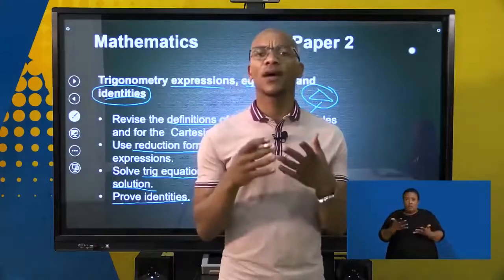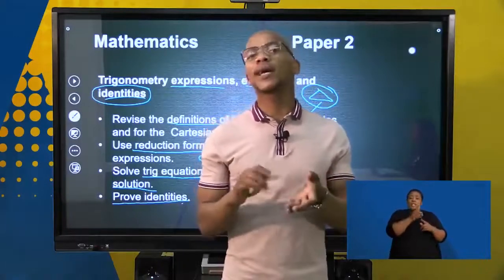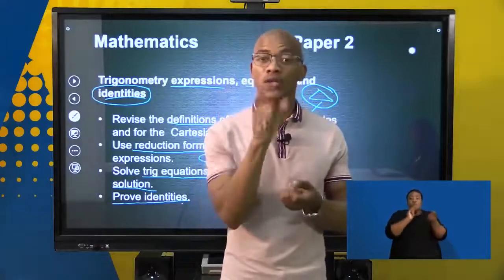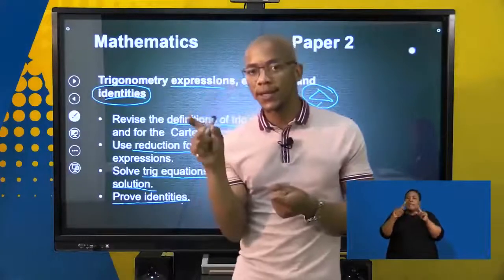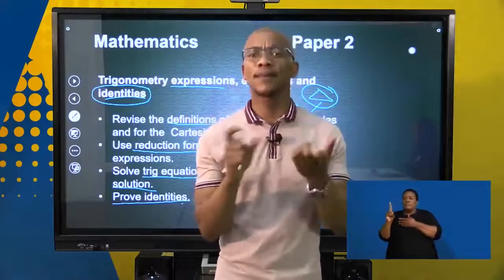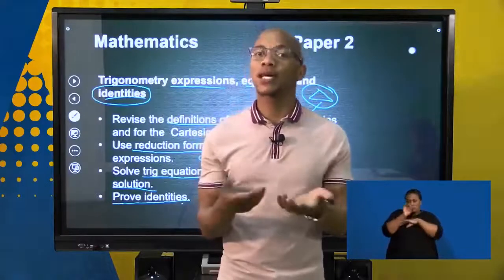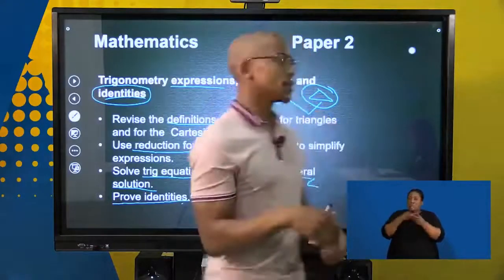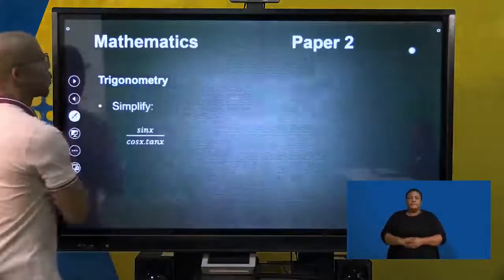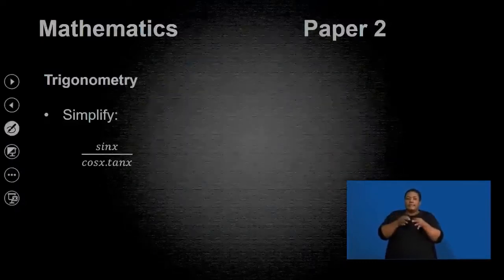If you have sine as the dominant ratio, it means you need to try and change the cos, but you need to make sure that it's cos squared theta in order for you to use an identity. Those are just a few examples to please remember, especially when solving identities. Then we're going to look at a specific question where I'm going to try and explain these concepts that I've just mentioned.